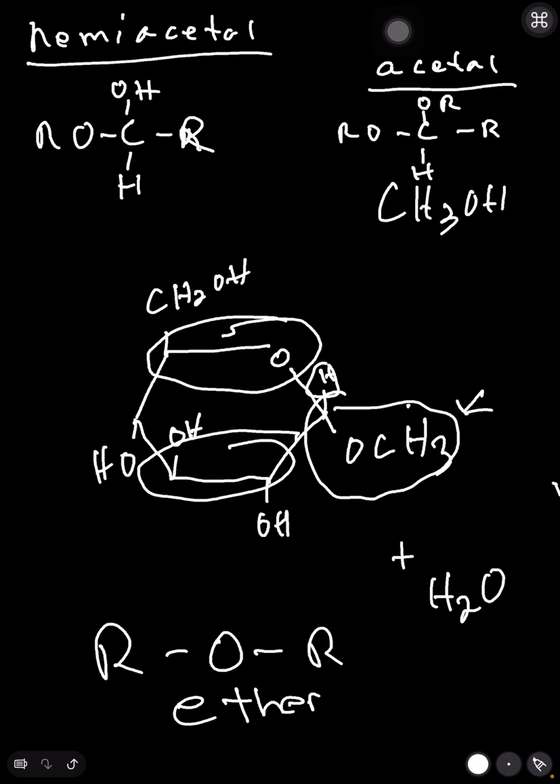So, when we form a glycosidic linkage, we basically convert our hemiacetal into an acetal, or a full acetal. Same thing if we had a hemiketal, right? We had a hemiketal form and we formed a glycosidic linkage to it, we would convert that into a ketal.